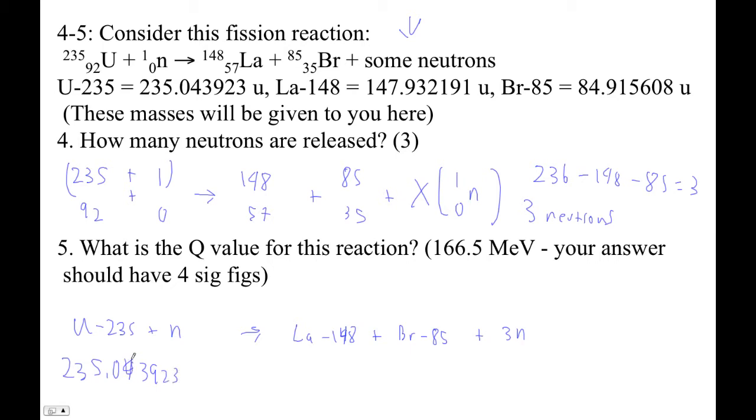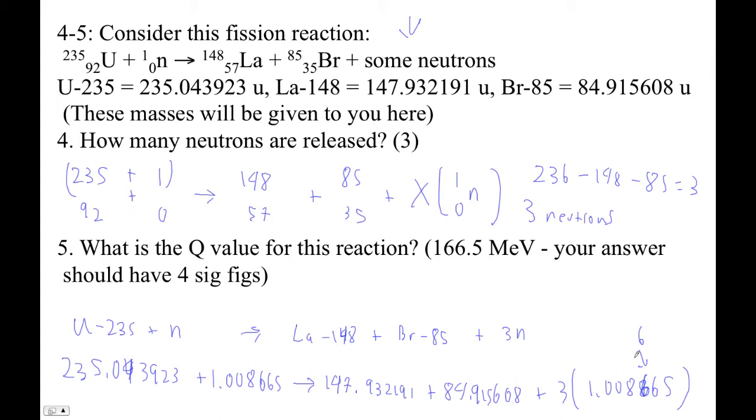235.043923, that's a 4. Plus 1.008665 turns into 147.932191 plus bromine, this guy's 84.915608, and then plus 3 times 1.008665. I think this is the one that was in the IV test, the mock test. All right, there we go.